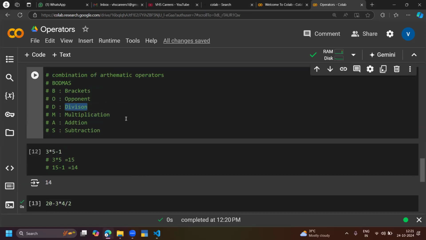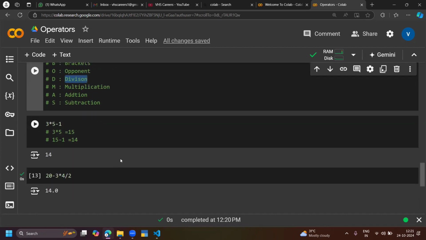How is it calculated? In these operators, division is the first priority. After the division, it will go for the multiplication. After the multiplication, it will go for the subtraction. In that way, 20 minus 6 is actually 14.